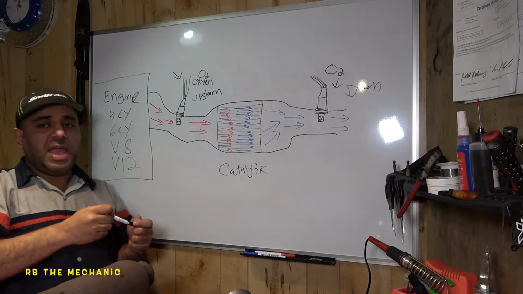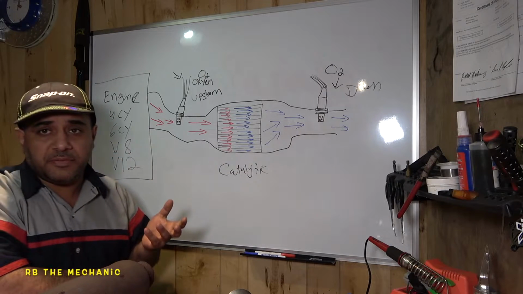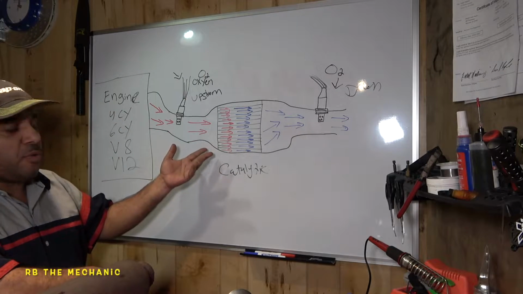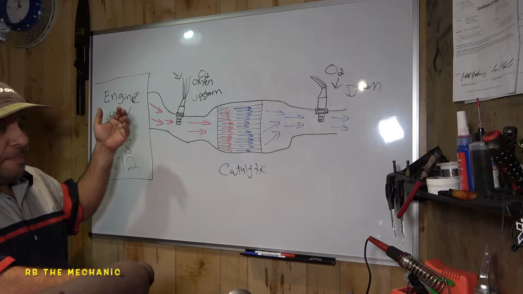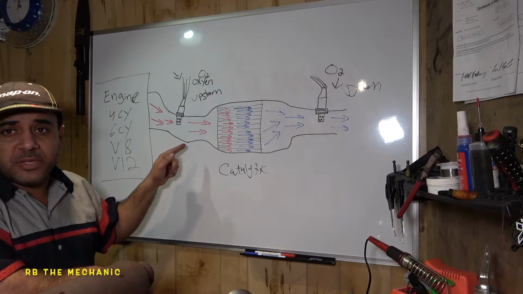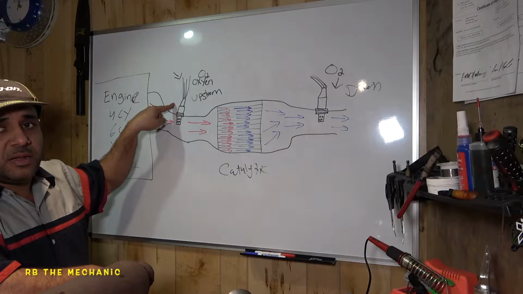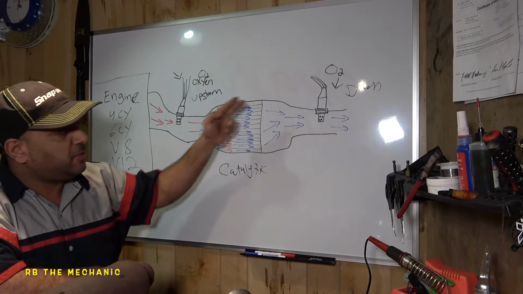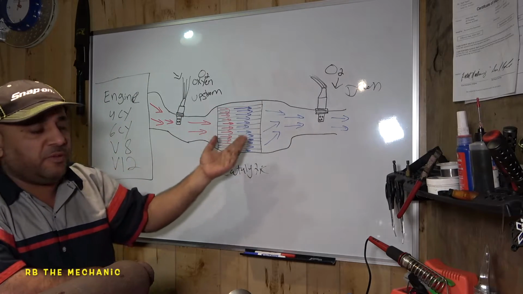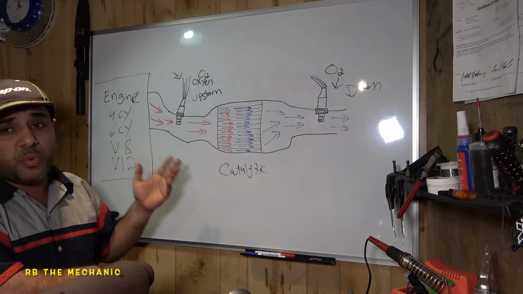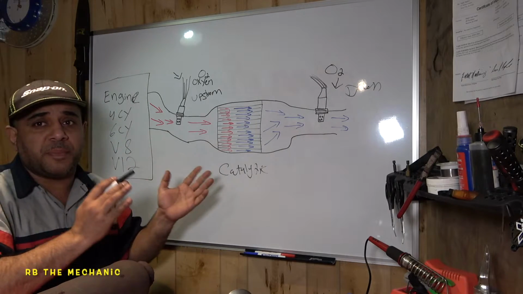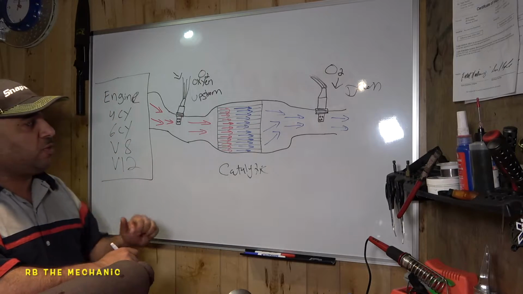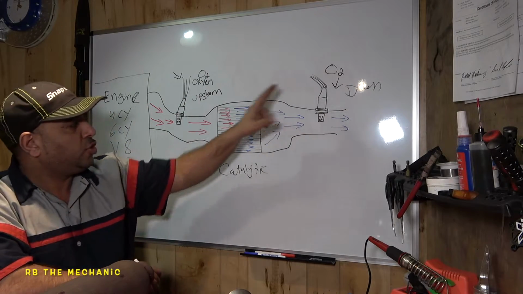If you have a V engine, V6 or V8, you're going to have more than one catalytic converter. Bank 1, sensor 1 would be right here. Bank 1, sensor 2 would be right here. Okay, there's a different way to find out, but if you have a V6 or V8, first you need to determine which one is bank 1 and which one is bank 2, okay? And then sensor 1, sensor 2.